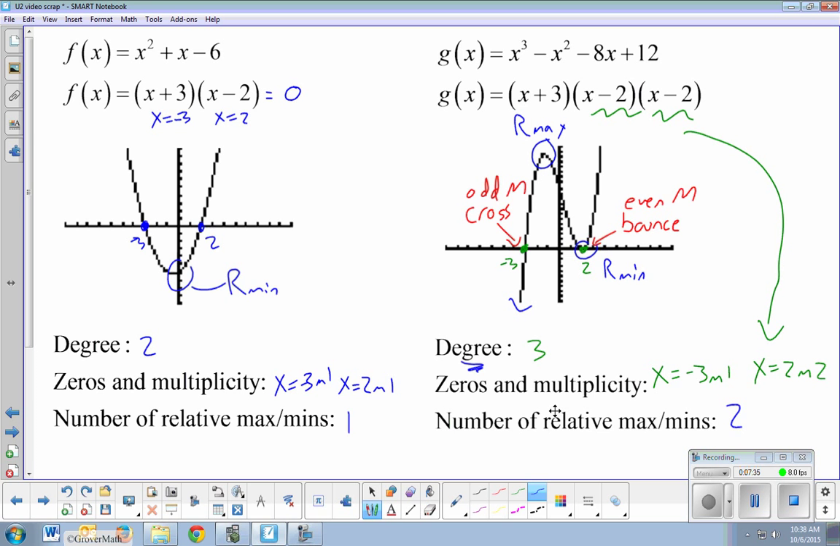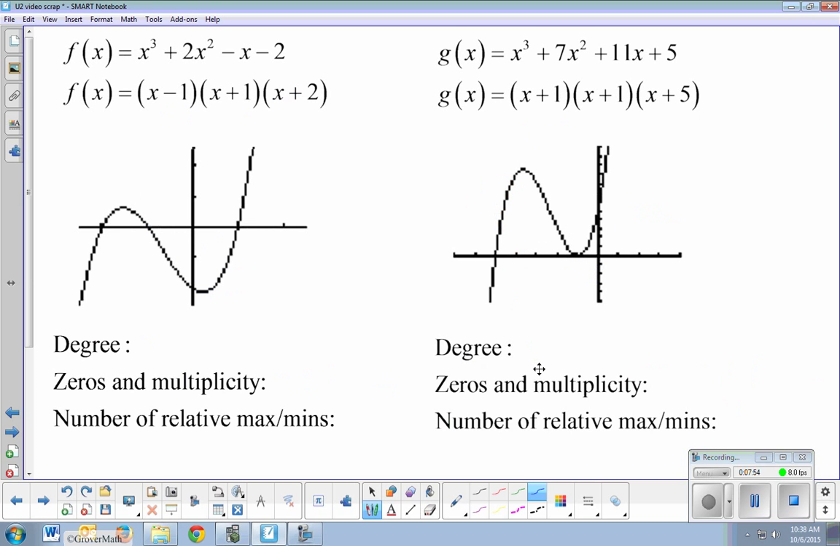And the way that that's going to work is the zeros, you can have as many as your degree or fewer. The max-mins, if our degree is 3, we can't have 3 max-mins. The most we could have is 2. The most max-mins you could have is 1 less than your degree, but you can have fewer. So let me show you a couple more quick examples.